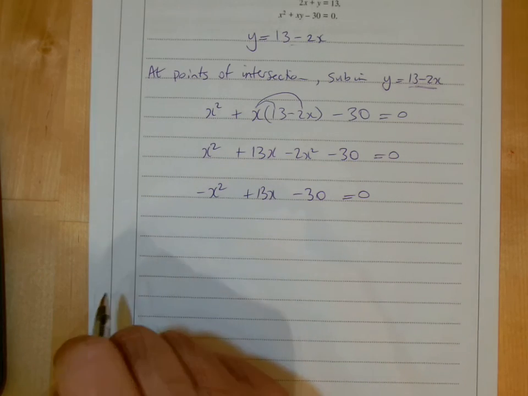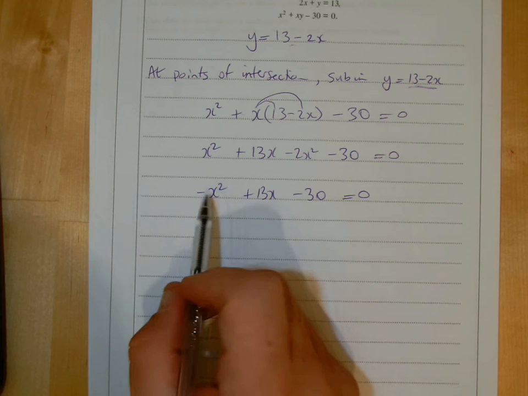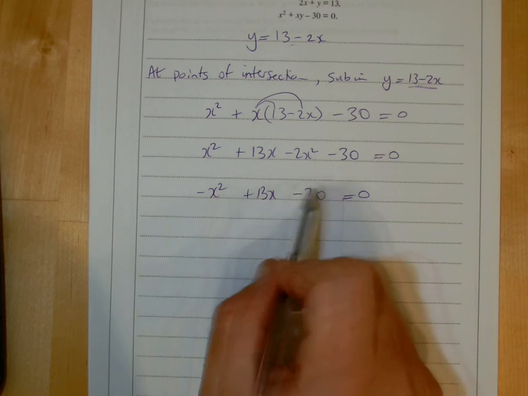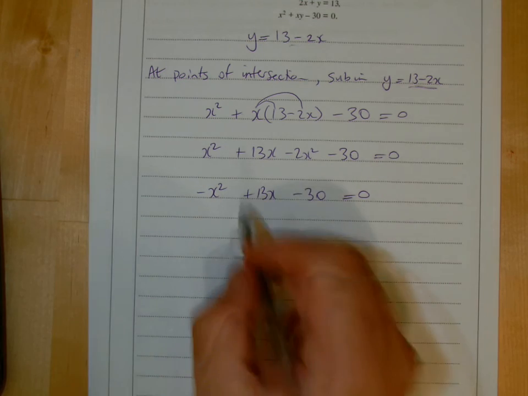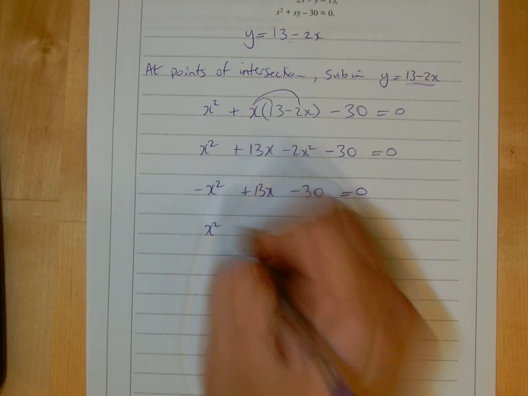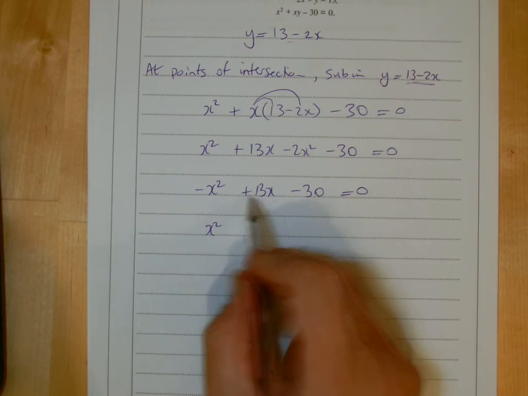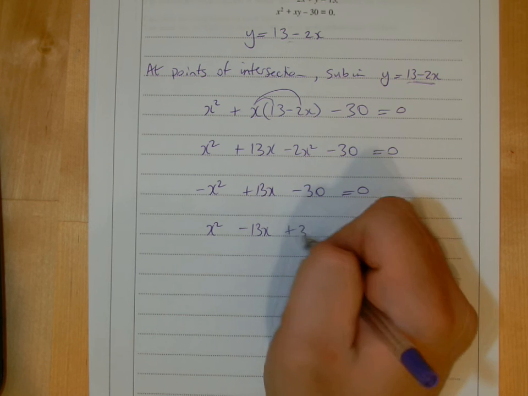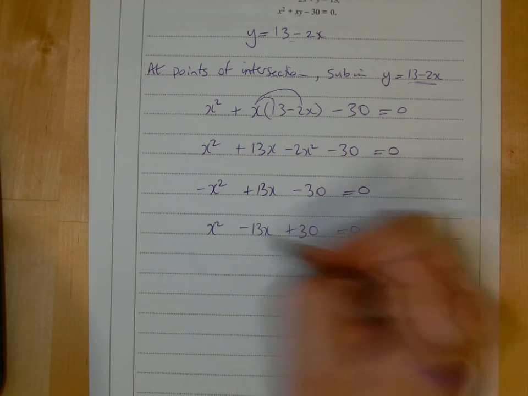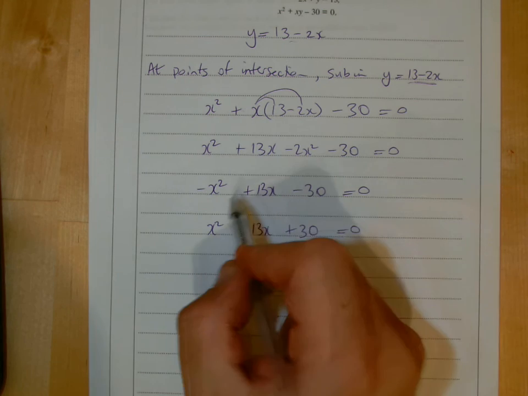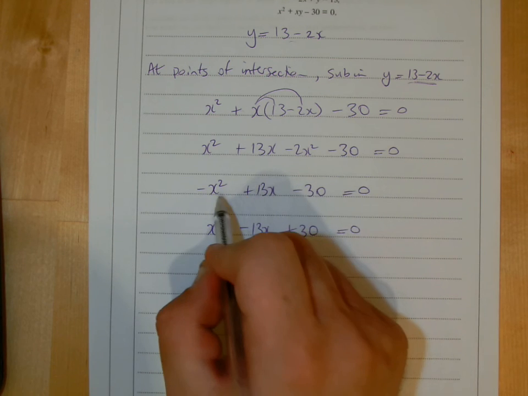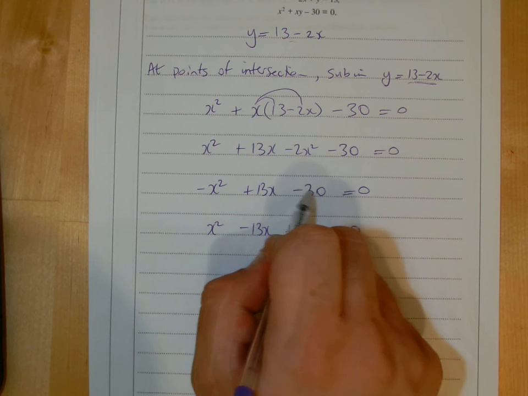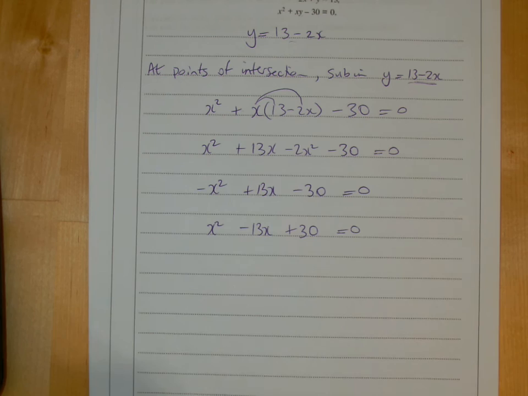Now, I want to factorize this, and I should be able to factorize it, but the trouble is you've got a minus here in front of the x squared. So what I'm going to do is change all the signs. I'm allowed to do that. So if I change that to a positive, I've got to change this sign as well, so that'll be minus 13x. And I've got to change this sign as well, so that'll be plus 30 equals 0. So change all the signs. We're allowed to do that. It's like taking everything over to that side. So minus x squared, take it over, becomes a plus x squared. Take that over, becomes a minus 13x. Take that over, becomes a plus 30.